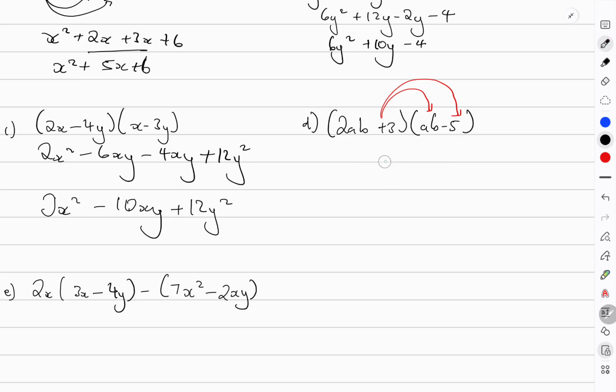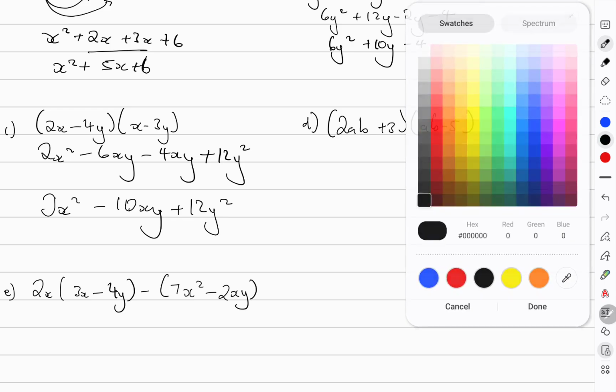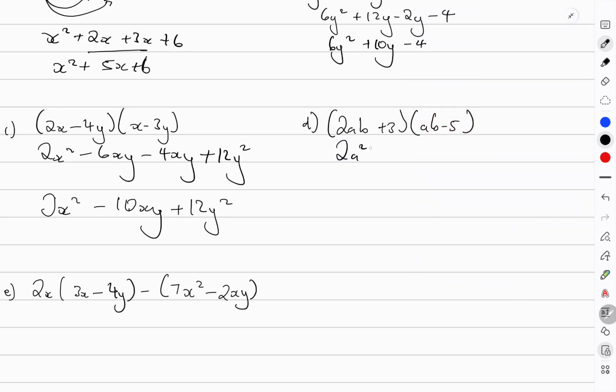So it means I am going to have 2ab multiplying the ab. It means I'm going to have 2a squared b squared. Why? Because we have the laws of exponents. If the bases are the same in multiplying, you add your powers. Therefore, I'm going to have negative 2ab multiplied by negative 5. It means I'm going to have negative 10ab, right? The 3 will multiply the ab. I'll have positive 3ab.